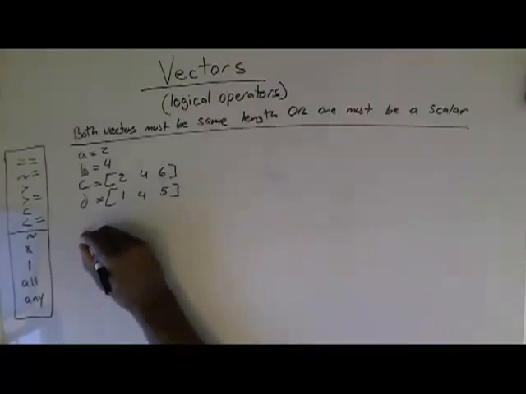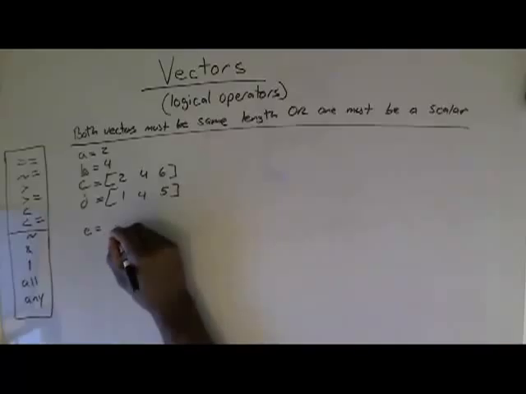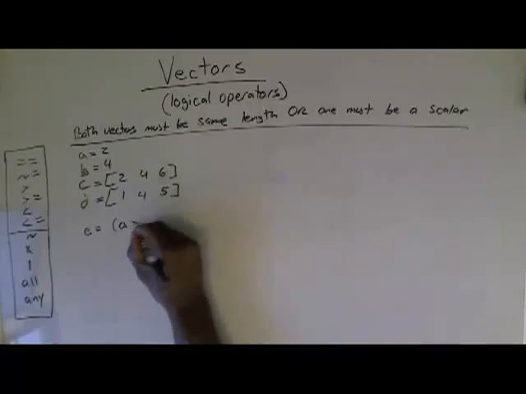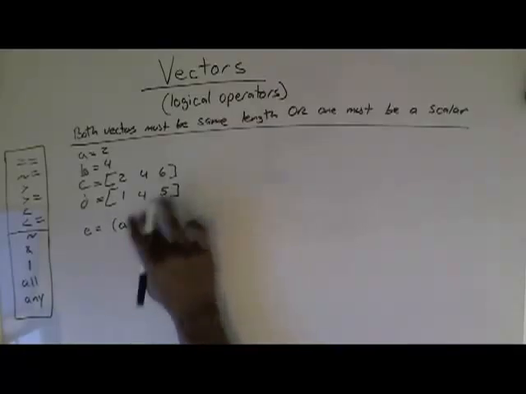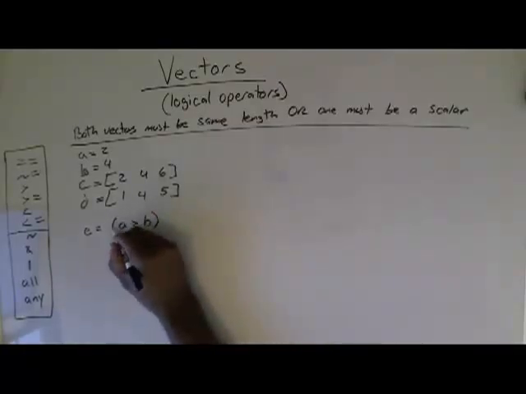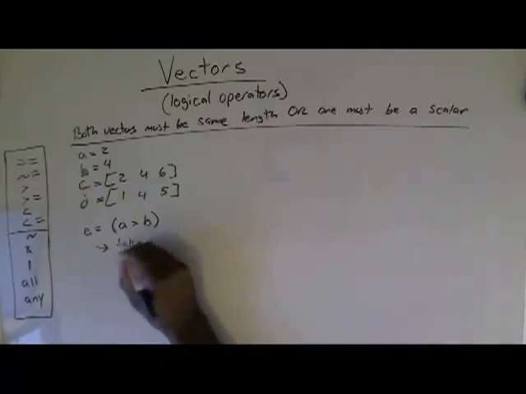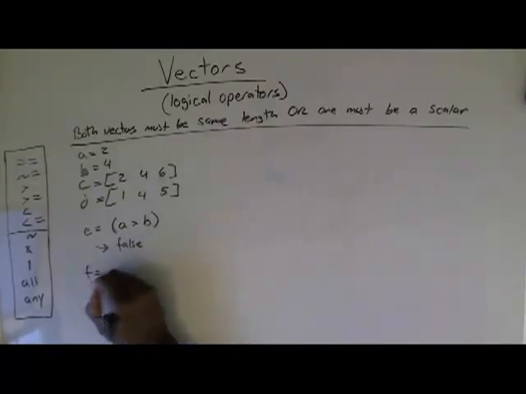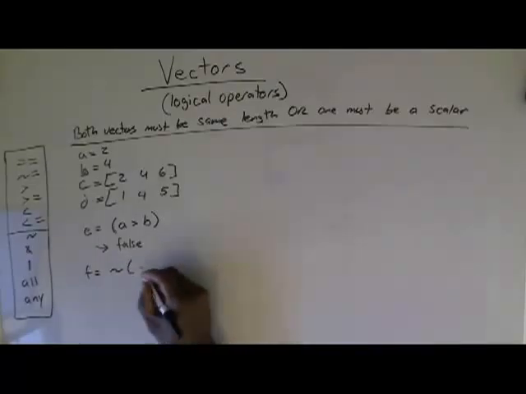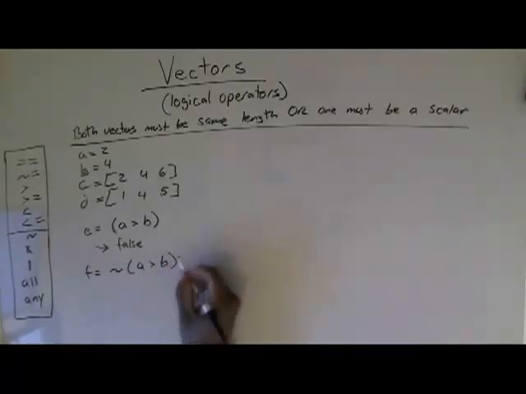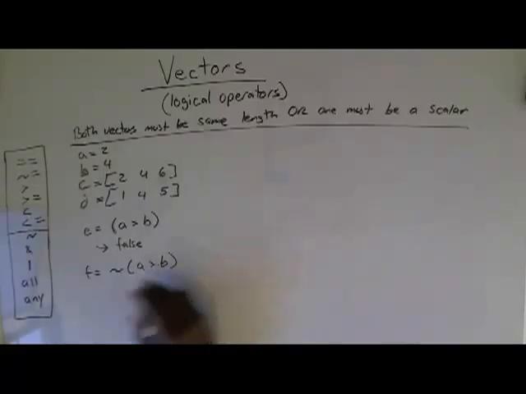If I did, let's say, E equals A greater than B. Well, E is: is 2 greater than 4? No, so that's false, right? But if I did F equals not, which is negation of A greater than B, then this part is false, but the not is going to turn the false to a true, so F is actually going to be true.